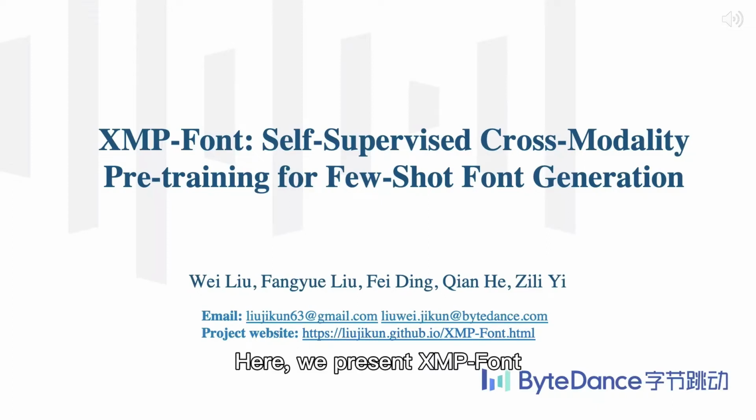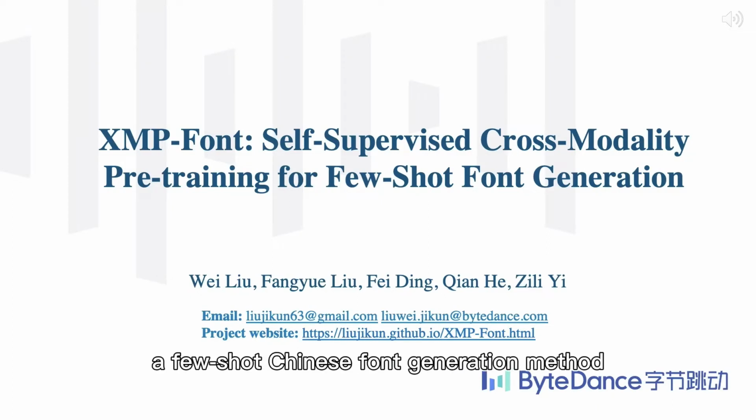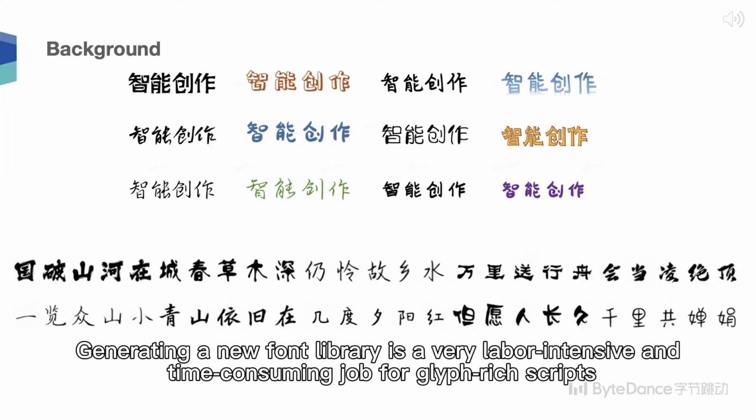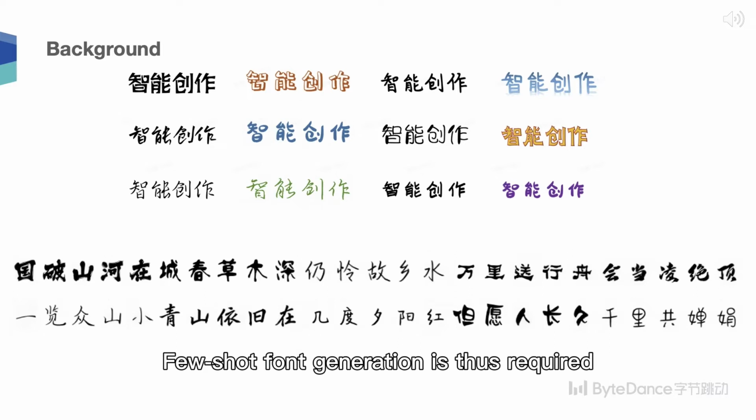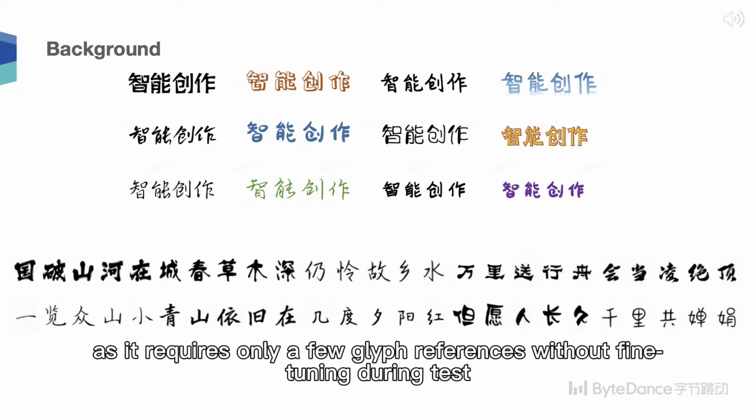Here, we present XMP-Font, a few-shot Chinese font generation method. Generating a new font library is a very labor-intensive and time-consuming job for glyph-rich scripts. Few-shot font generation is thus required, as it requires only a few glyph references without fine-tuning during tests.